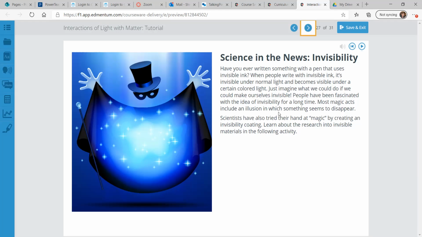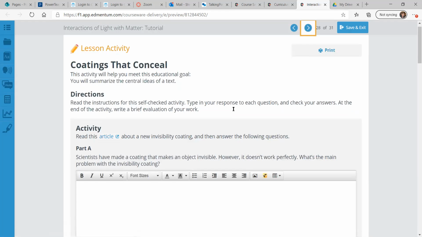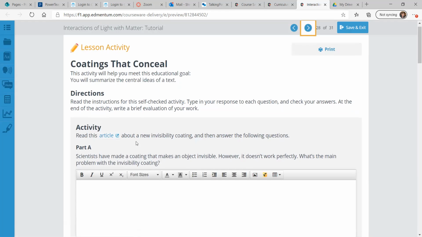People have been fascinated with the idea of invisibility for a long time. Most magic includes an illusion in which something seems to disappear. Scientists have also tried their hand at magic by creating an invisibility coating. So we can learn about that research in the following activity. If you go to this article, it talks about that new invisibility coating.